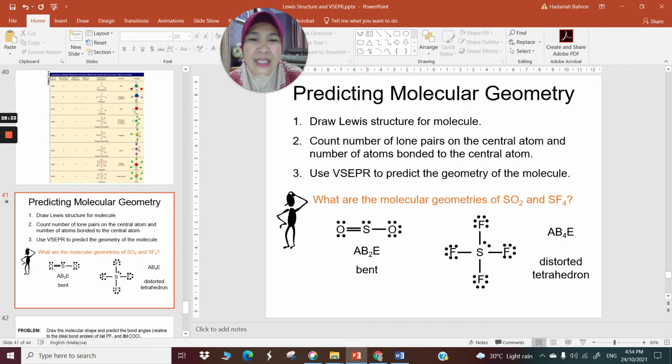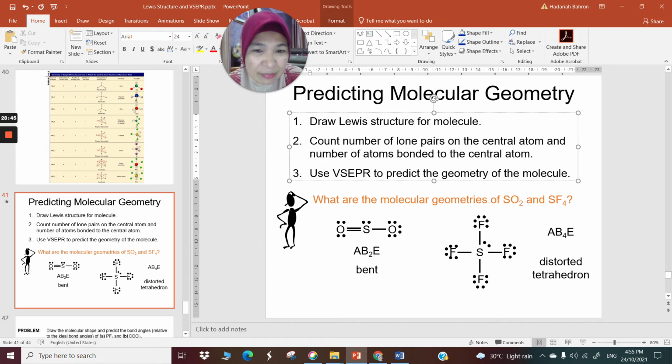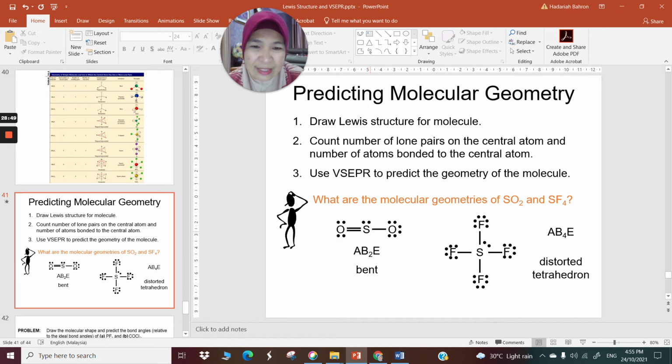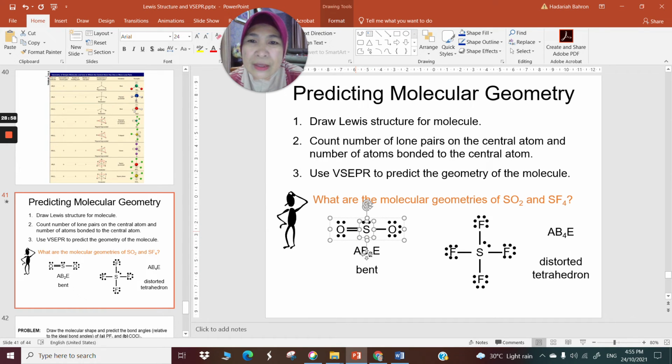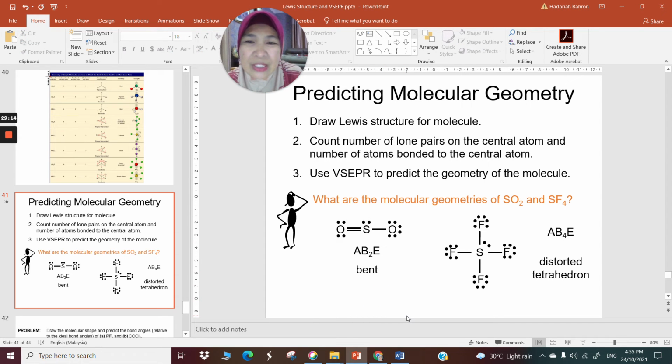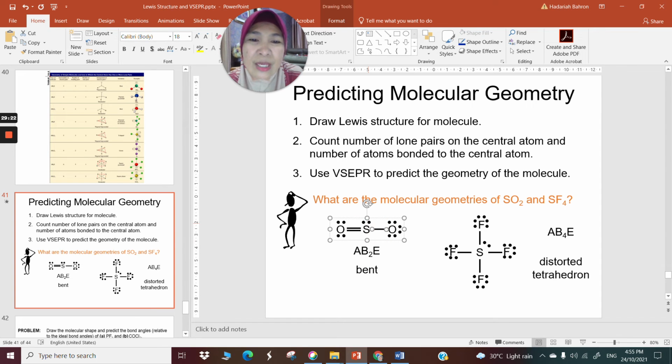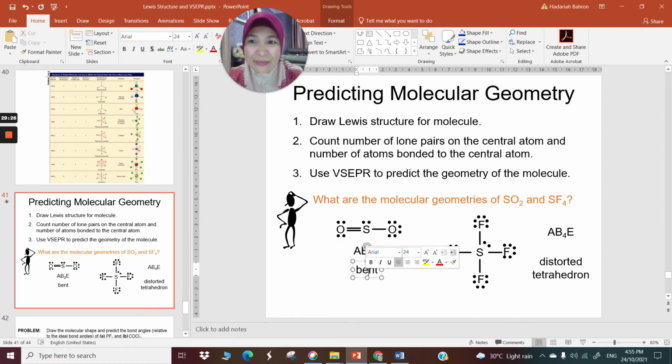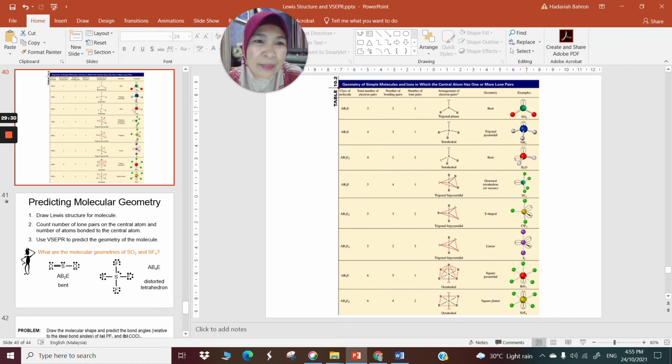For example, if you are given SO2, what is the shape of SO2? First of all, you draw the Lewis structure of the molecule. You have learned it before. SO2 will look like this. So how do you classify this SO2 shape? A double bond, single bond, or triple bond is counted as one bond between the central atom and another atom. It doesn't matter whether it's a double bond or triple bond, but to determine the shape of the molecule, you have to count double and triple as one bond. So in this case, you have 2 bonding pairs and 1 lone pair. So it's AB2E. What is AB2E? You get a bent shape.